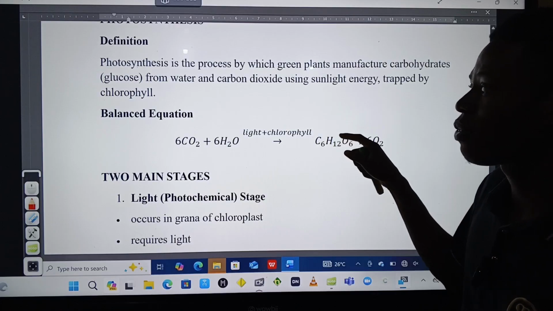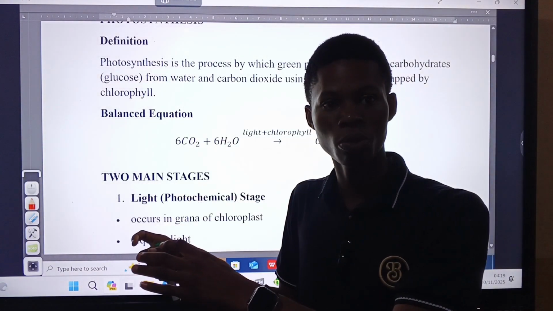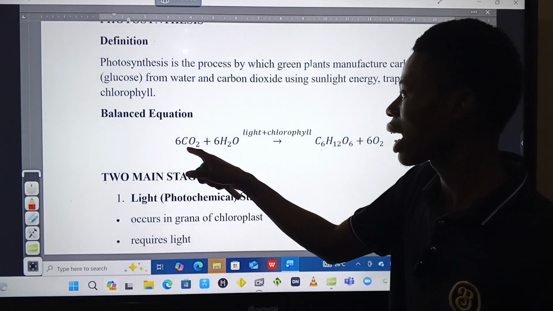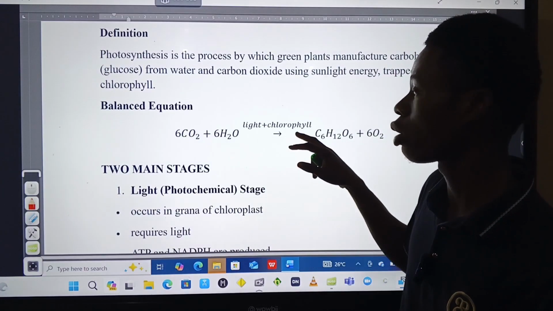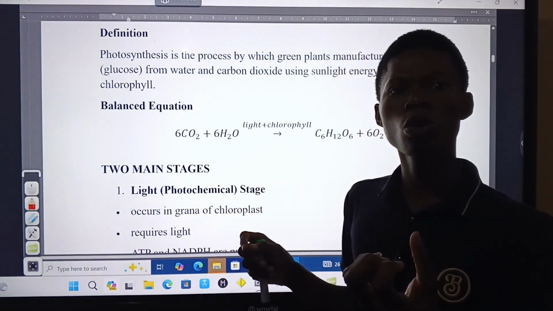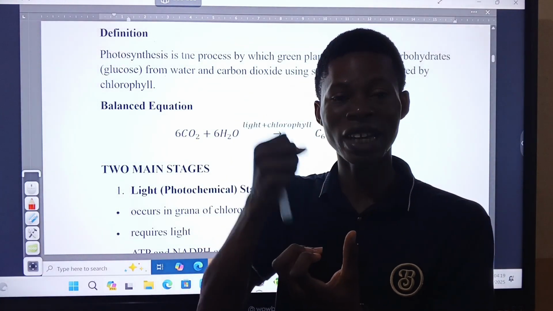They manufacture their food, and before you can manufacture something, you use something to manufacture something, right? Now, what they use to manufacture their food is carbon dioxide and water in the presence of sunlight and chlorophyll. Remember, chlorophyll is that green pigment in plants, and what the chlorophyll is doing is to help to trap sunlight as a source of energy.